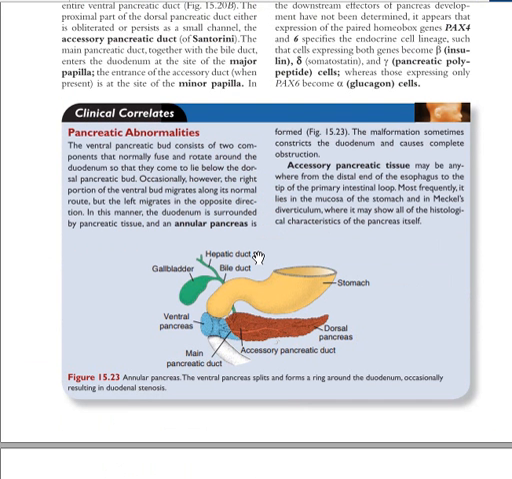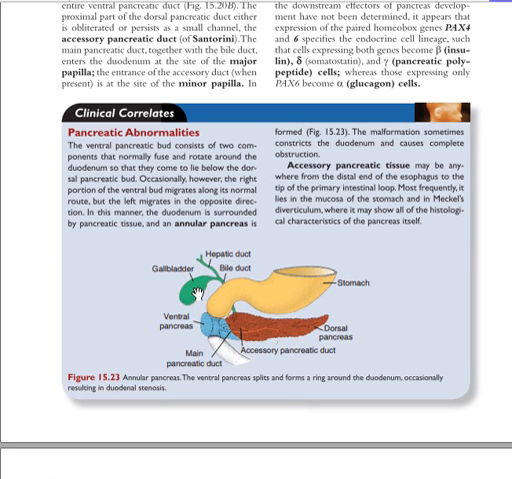So for the clinical correlation of the pancreas, you need to know that the ventral pancreatic bud consists of two components, as I've already said. Occasionally, however, the right portion of the ventral bud migrates along the normal route, but the left migrates in the opposite route. So direction. So that's going to produce an annular pancreas. Normally, the ventral portion of the pancreas is supposed to rotate to meet the dorsal portion of the pancreas. Is it clear? But now a problem is that if the dorsal portion migrates and the ventral portion migrates, they are going to produce an annular pancreas.